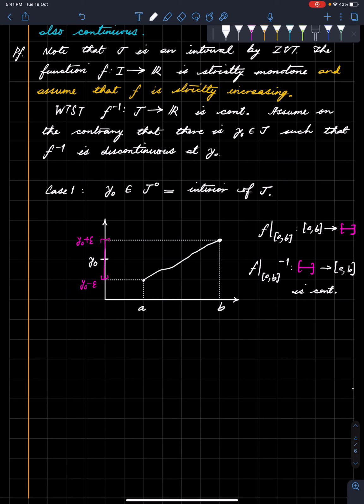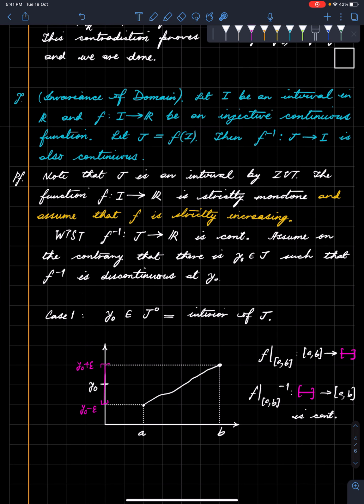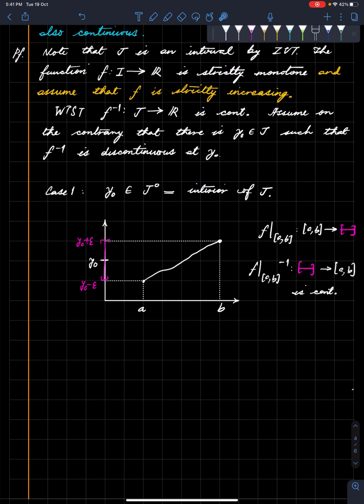And therefore, what this means is that f inverse restricted to the pink interval, going to [a, b], is continuous.